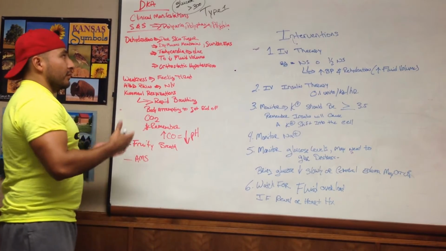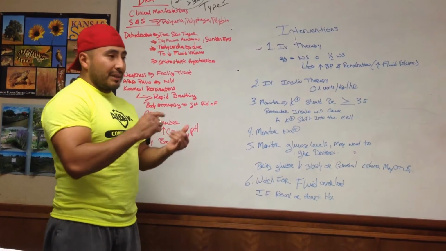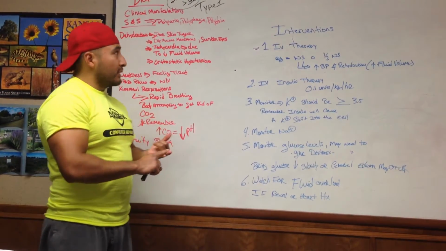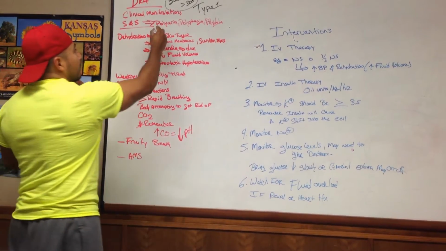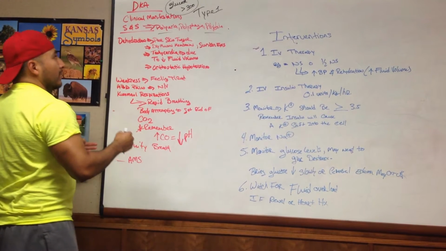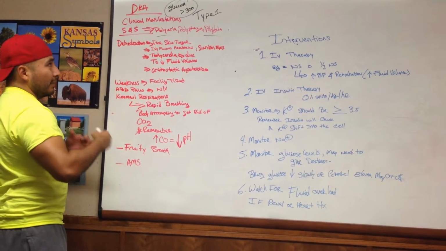Polydipsia, and again, you're unable to break down carbs. So you're metabolizing fat and proteins as an energy source. So you're going to be hungry all the time. So right there, polyuria, polyphagia, those are biggies. Drinking a lot, peeing a lot.